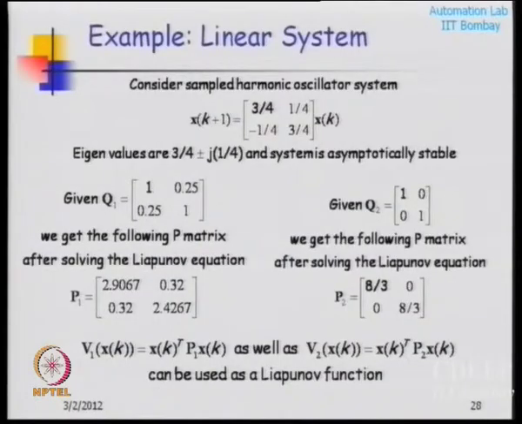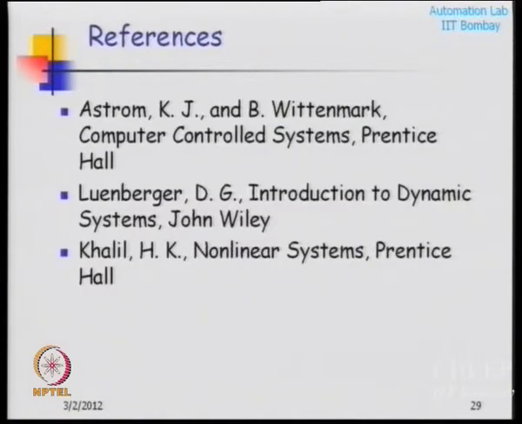So both of them are valid Lyapunov functions, that is x1 transpose P1 x1 and xk transpose P2 xk. Both of them can be used as Lyapunov functions. Now I am stopping it here; I am not getting into more details of Lyapunov functions. I have introduced Lyapunov stability because it will be useful later when we analyze state feedback controllers, that is where it is going to be useful.